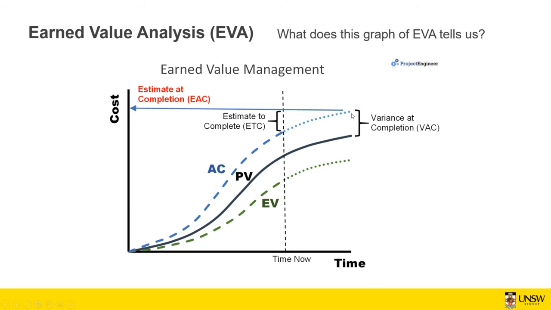And variance at completion is the difference between the planned value by the completion of the project, the cost that is in your budget, and the money that you're going to spend to complete this project based on your estimation of cost at completion of the project.